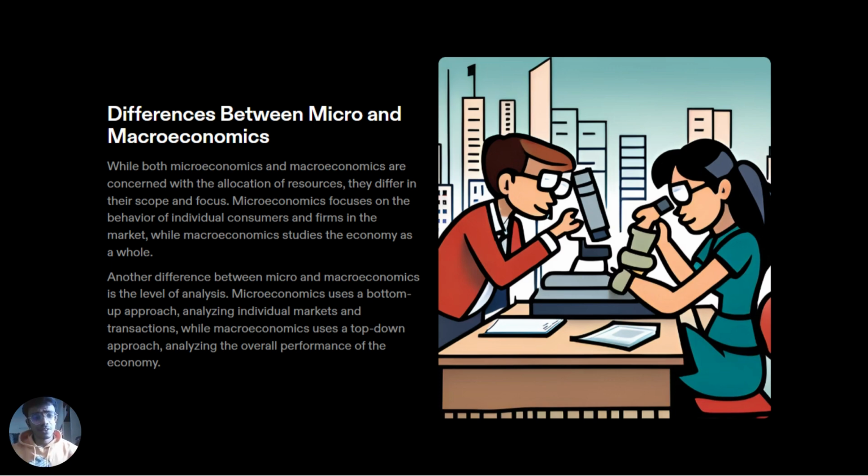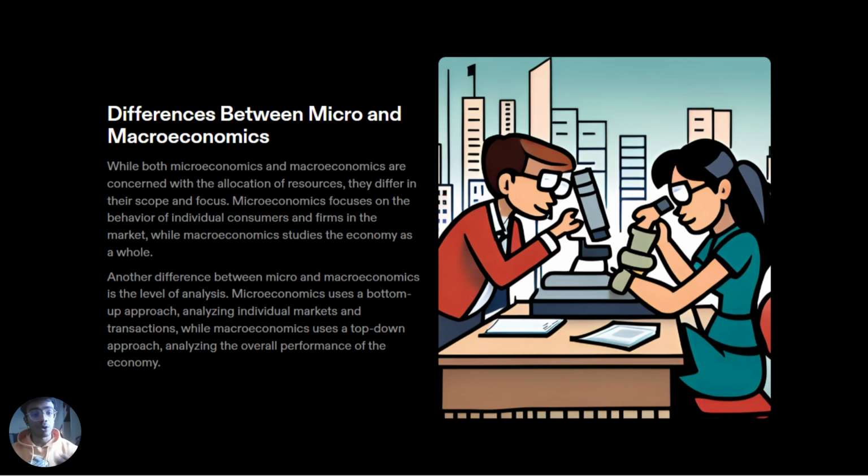The difference between micro and macroeconomics. While we compare both micro and macro as different concepts mainly concerned with the allocation of the resources, they differ in their scope and focus. Microeconomics focuses on the behavior of an individual consumer and firm in the market, while macroeconomics studies the economy as a whole.